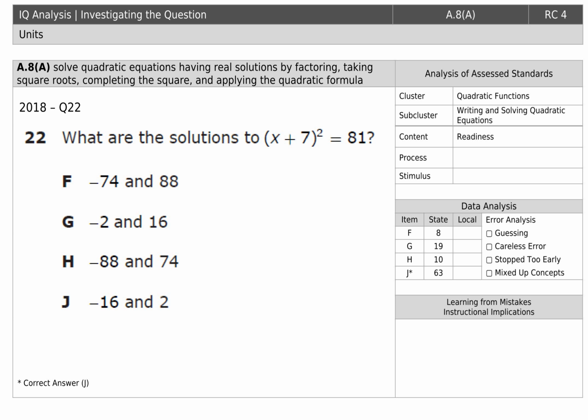Okay, getting ready for the STAAR. We're on TEK A-8A, which is about solving quadratics. There are two types. First is the kind you can solve by square rooting. And the second is the kind that you have to factor. We do remember that you can have a little workaround for either of these types.